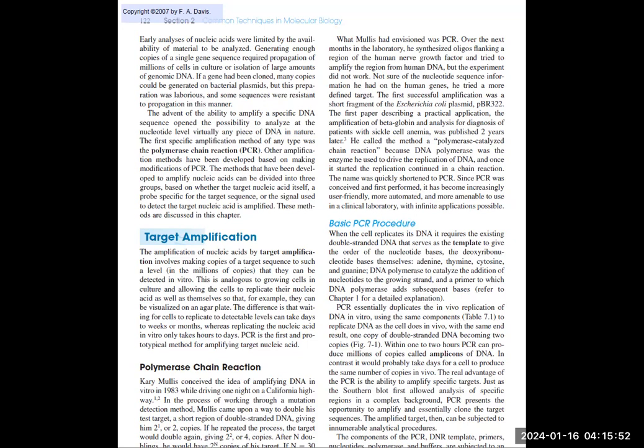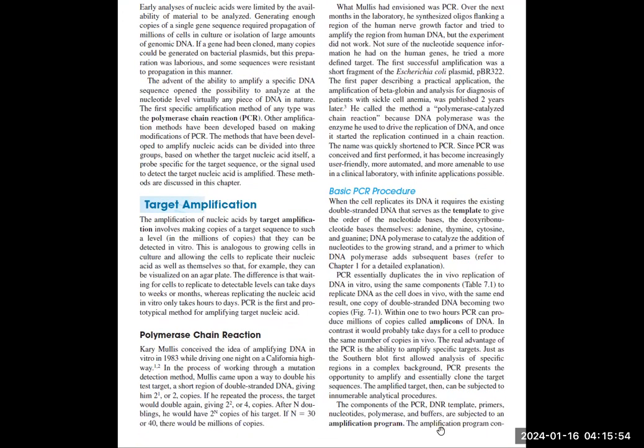And PCR components, guys, include the DNA template. Again, that double-stranded DNA that serves as a template. We have the primers, we have nucleotides. Of course, primers, we have the forward and the reverse primers. We have nucleotides, the dNTPs. We also have our polymerase and buffers, and they all undergo an amplification program with specified cycles and steps.